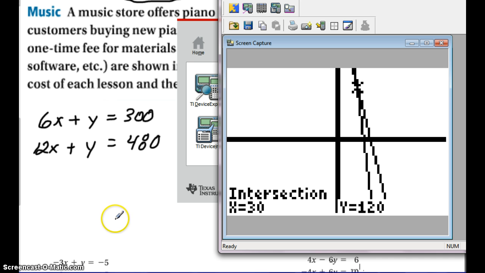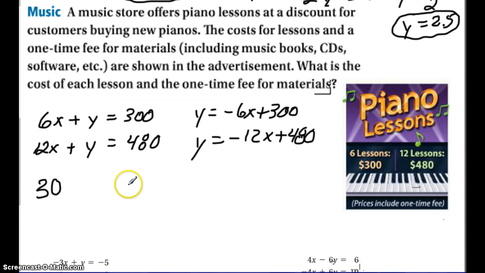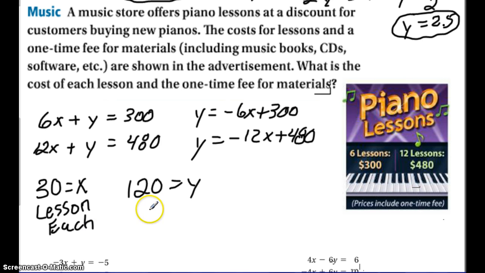I'm going to give you a suggestion of zooming out and then zooming out again, and then you might have to zoom out even further. Then do second calc intersect and find your intersection points. So we have 30 and 120, and we're going to write that down, 30 and 120 for y and for x. So this tells you that each lesson is $30 each, and this is a one-time fee.